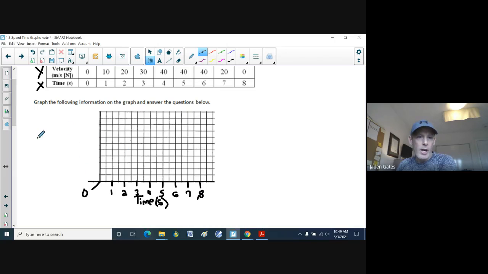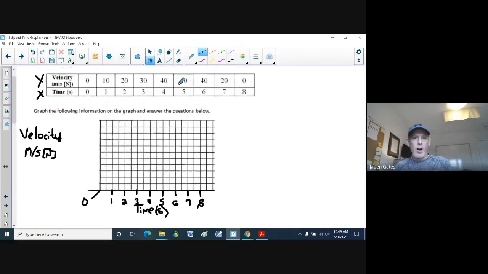All right, now over on the y-axis, we have velocity. There's actually some direction on it. It's not just a speed. So it's velocity. Meters per second are our units. Nice standard units, good. And this is saying directed north. All right, now what's our highest number? We're starting at 0. Our highest number is 40.